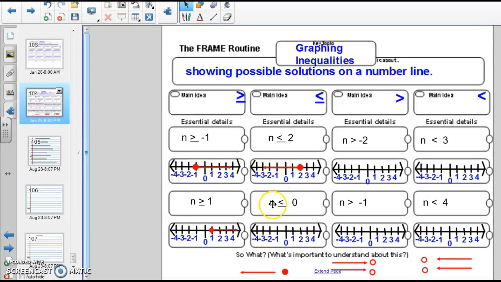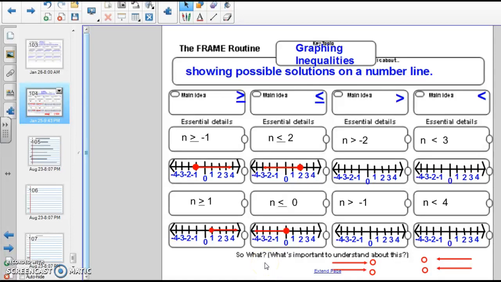Your next example says n is less than or equal to 0. So you're going to go to this number on the number line, and you're going to draw a closed dot, because this number n could be equal to 0, or it also could be a number less than 0. So pause your video and draw a closed circle at 0. To show numbers less than 0, of course, it makes sense that you would draw an arrow to the left, showing all of the numbers that are less than 0. So pause your video and draw an arrow to the left.